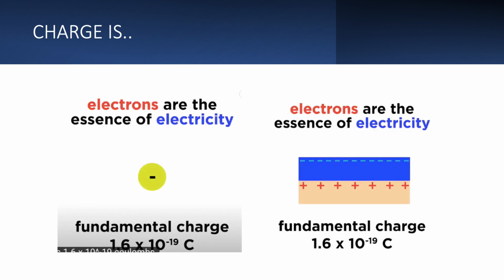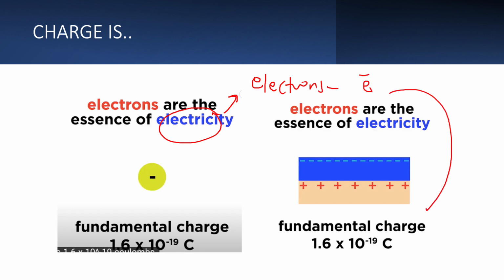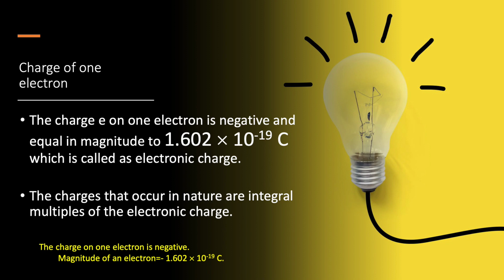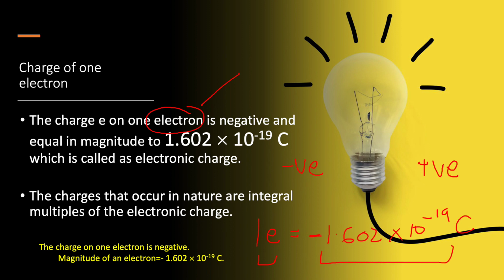What is the value of the charge? When you're talking about electricity, it means the movement of the electrons, where the electron itself has a charge. The fundamental charge of the electron is actually 1.6 times 10 power of minus 19 coulomb. When talking about electron, the charge is negative, but when talking about proton, the charge is positive. So one electron will have minus 1.602 times 10 power of minus 19 coulomb of charge.